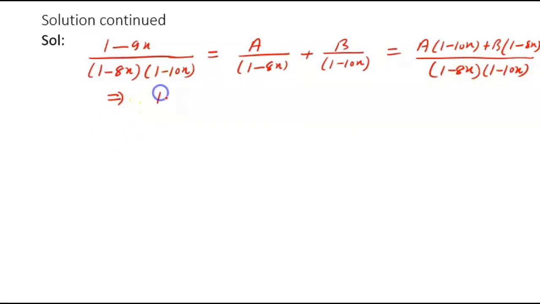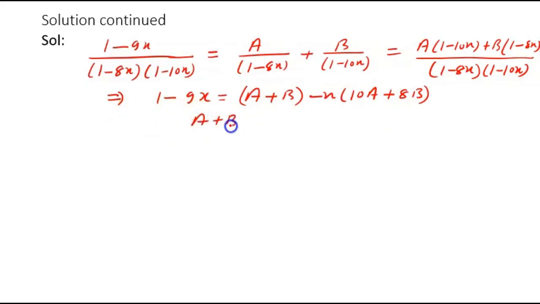So if I compare, I will get 1 minus 9x is equal to, on the right hand side, A plus B, that is the constant term, A from here and B from here. And what will be the coefficient of x? Minus x. The coefficient of x will be 10A plus 8B. Now if you compare both sides, you will get A plus B is equal to 1, and 10A plus 8B is equal to 9. You have minus x here and minus x here, so it is equal to 9.